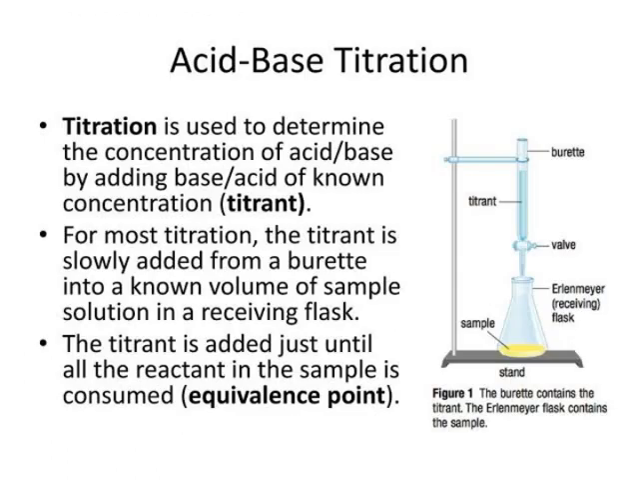Titration is used to determine the concentration of an acid or base by adding a base or acid of known concentration, also known as the titrant. For most titrations, the titrant is slowly added from a burette into a known volume of sample solution in the receiving flask. The titrant is added just until all the reactant in the sample is consumed, also known as the equivalence point.